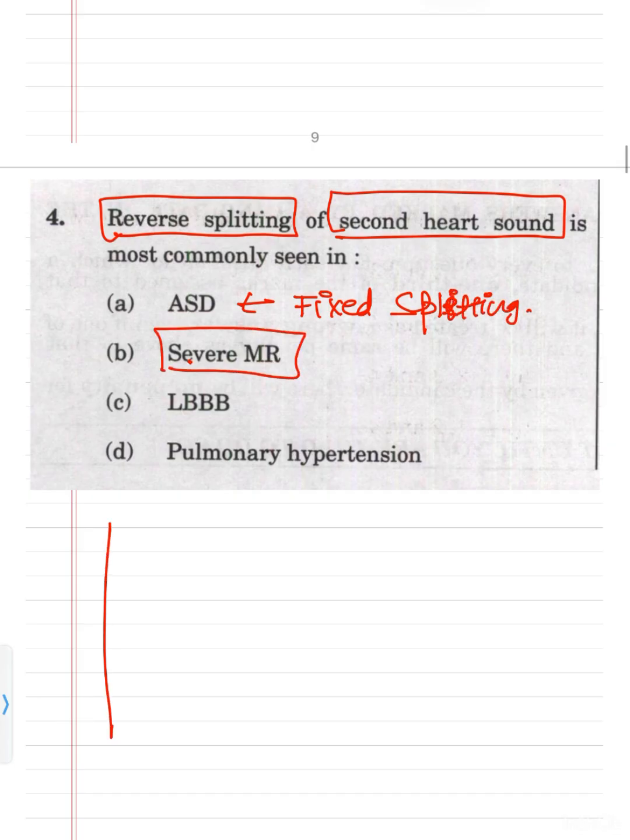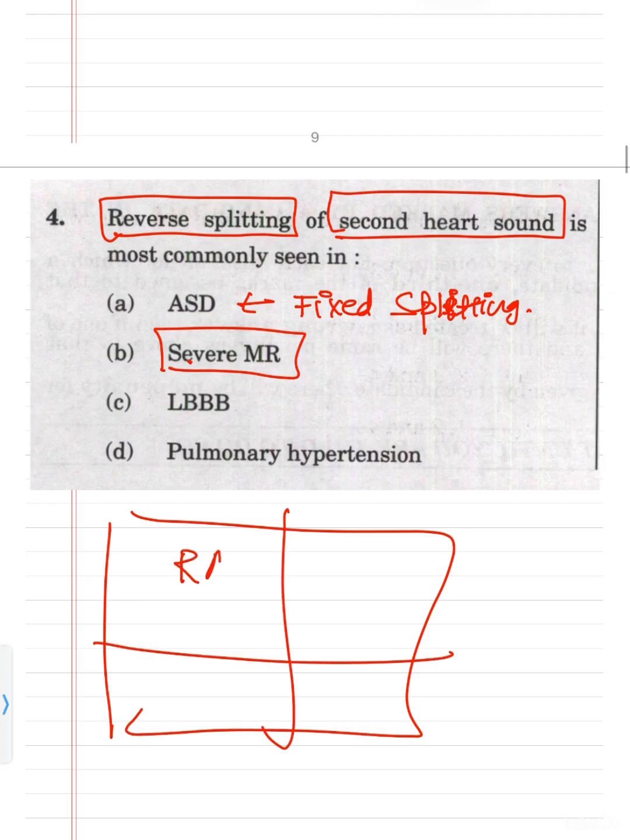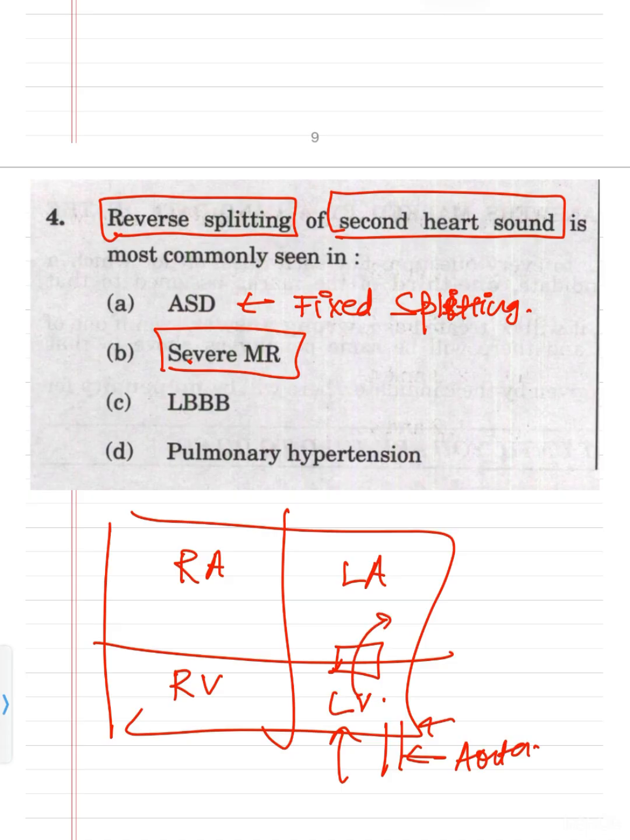Severe MR: this is the heart, right atrium, left atrium, right ventricle, left ventricle. It is saying that there is a severe MR, so mitral regurgitation. When the left ventricle contracts, the blood will not only go to the aorta, but also into the left atrium. So there will be less blood in the left ventricle to eject out, so the aortic valve will close earlier. So there will be more splitting, your wide splitting.